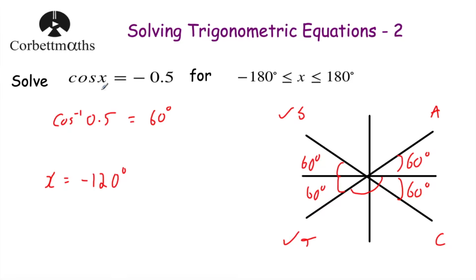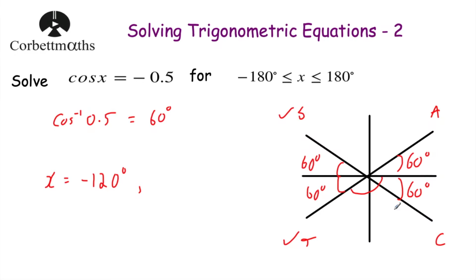And you can check it out in the calculator. If you do the cos of negative 120 degrees on your calculator, that's equal to negative 0.5. So that's one solution. Now let's go around and get the positive solutions. We've gone from 0 around to negative 180 degrees. Now we need to go from 0 around to 180 degrees, so we're going to go around in the positive direction.